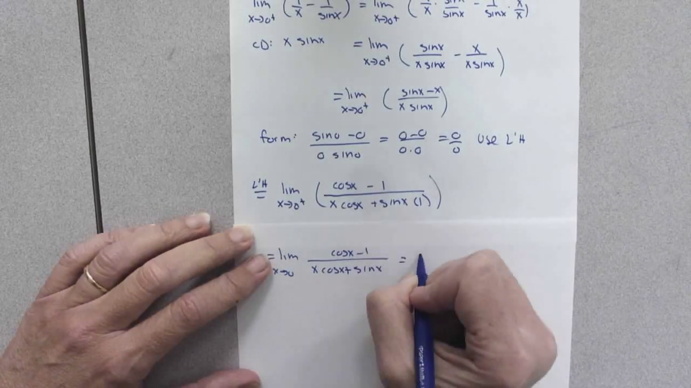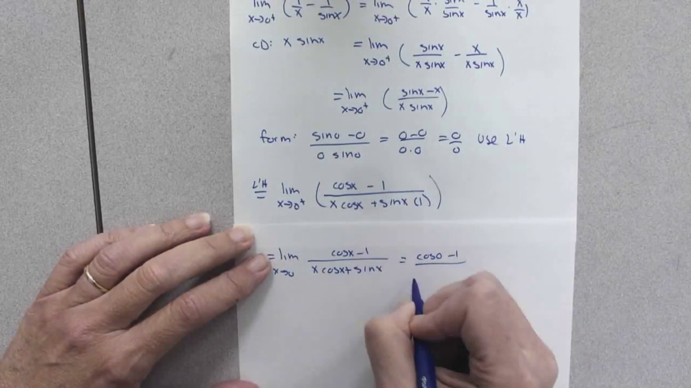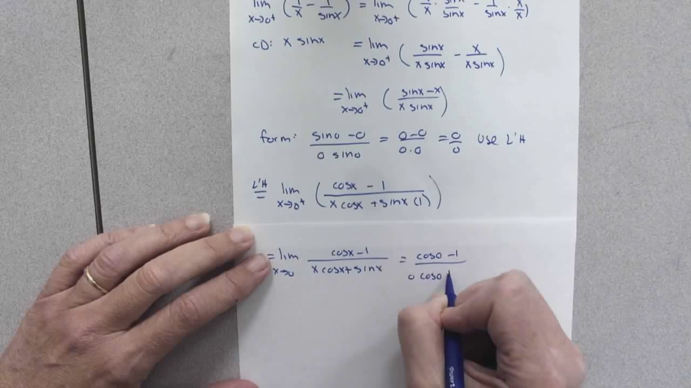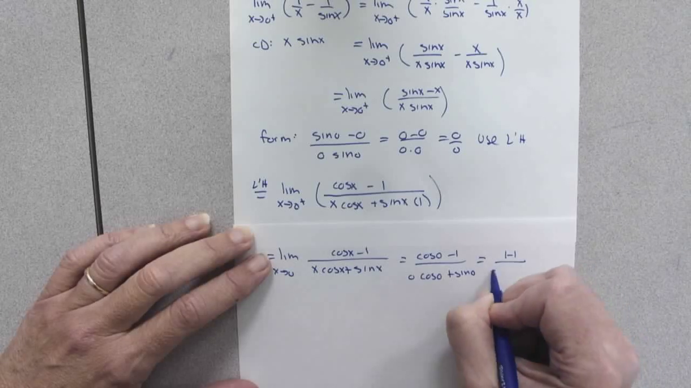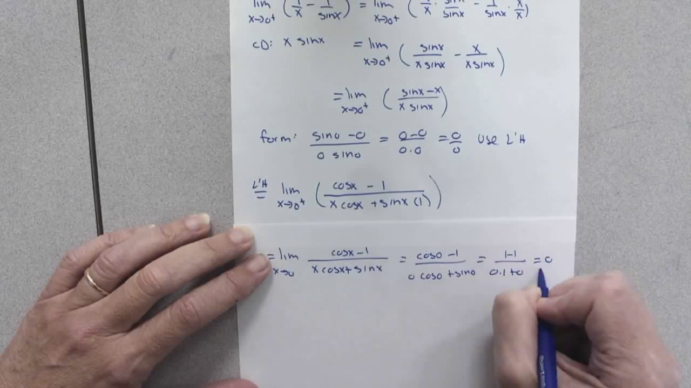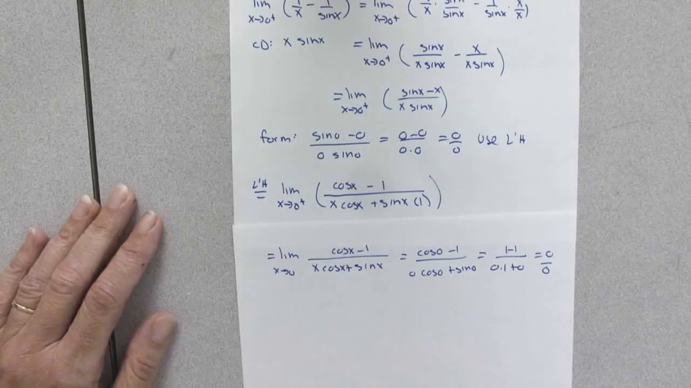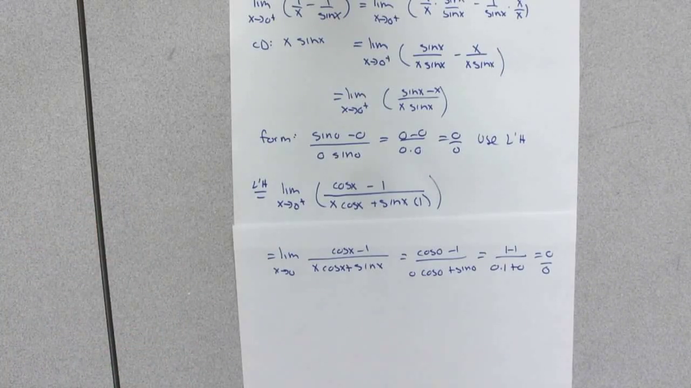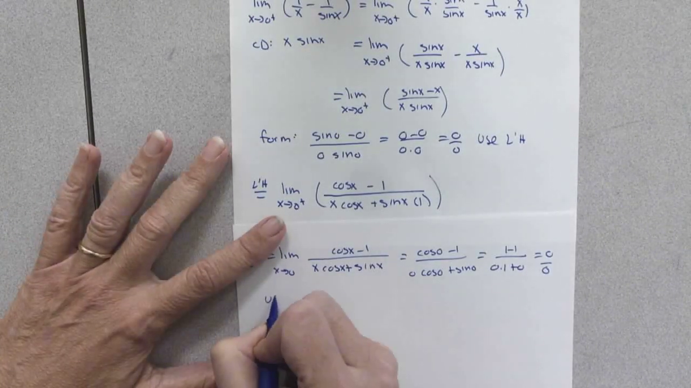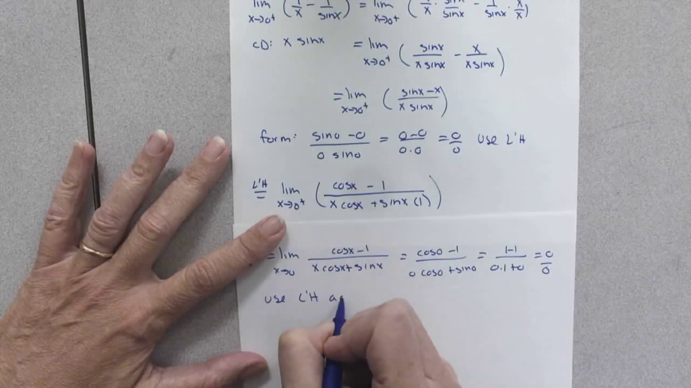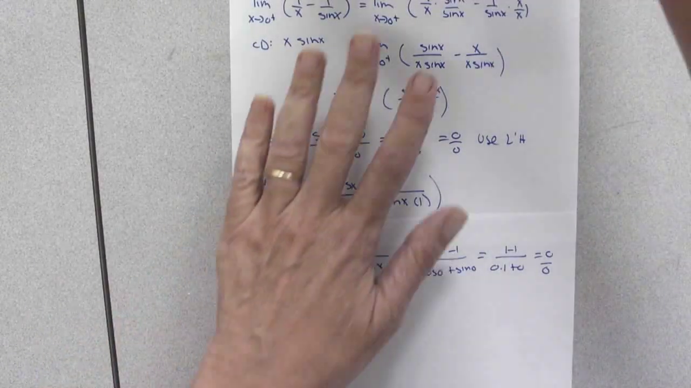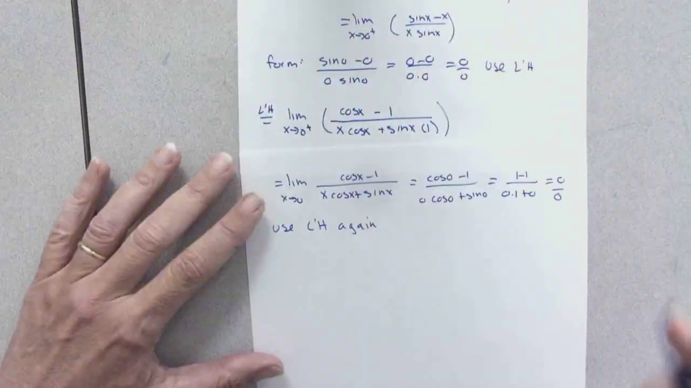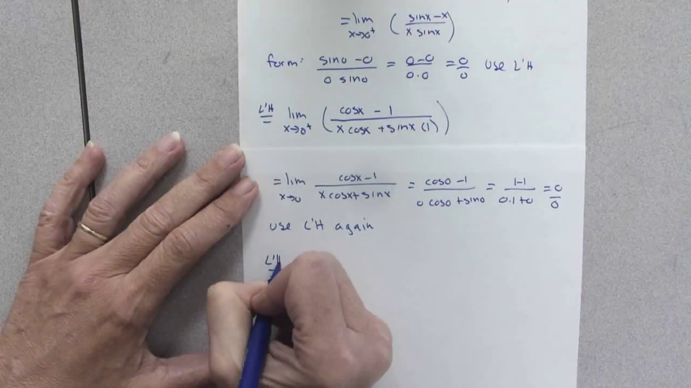Substitute, see what we get. So that's cosine 0 minus 1 over 0 times cosine of 0, plus sine 0. That's 1 minus 1 over 0 times 1 plus 0, 0 over 0, which just tells me to use L'Hopital again. As long as you still have 0 over 0 or infinity over infinity, you can use L'Hopital. So we will do it again. LH.